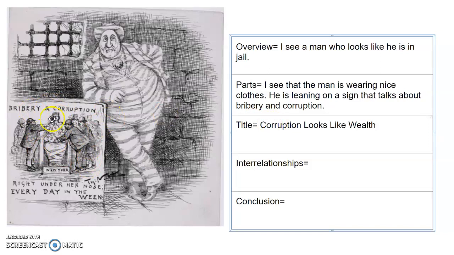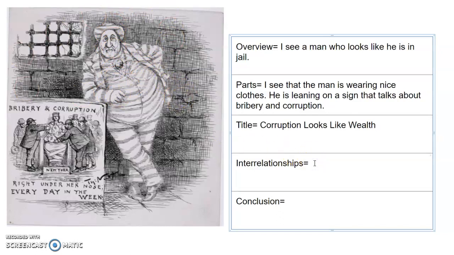So bribery and corruption, as you can see, okay, lots of money being removed here from what looks like Lady Liberty, who is blindfolded. Okay, so those are some of the key things right under her nose every day in the week. So there's a lot of bribery and corruption going on in the United States. And while this guy's in jail, he's wearing a nice necklace. Okay, he's got jail clothes on, but all of this looks really nice.